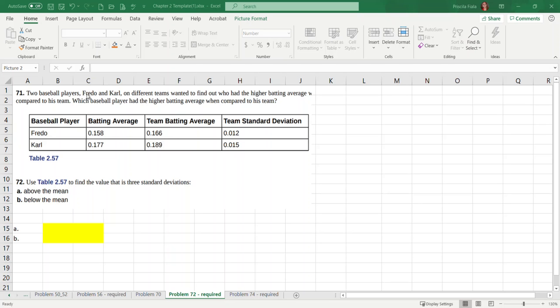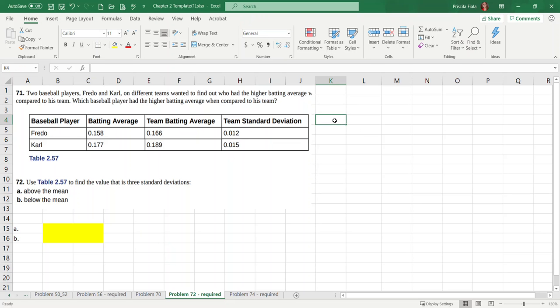So you have two baseball players on different teams, and they want to find out who has the higher batting average when compared to his team. Which baseball player had the higher average when compared to his team? We have Fredo and Carl. There is their individual mean or average, their team average or mean, and the standard deviation. How would you answer this question?